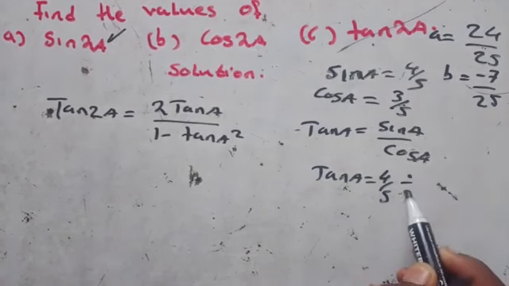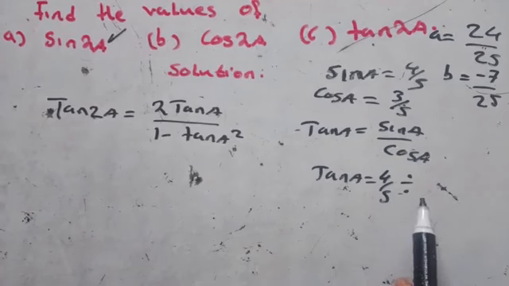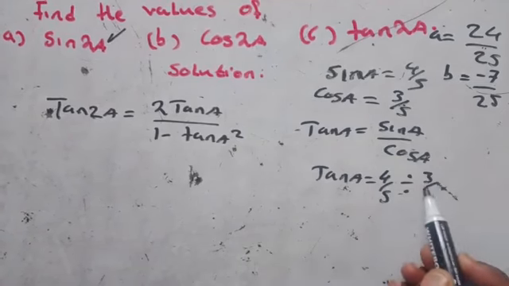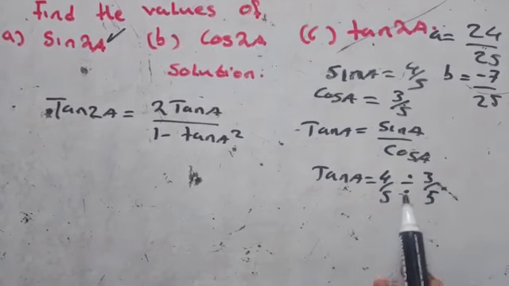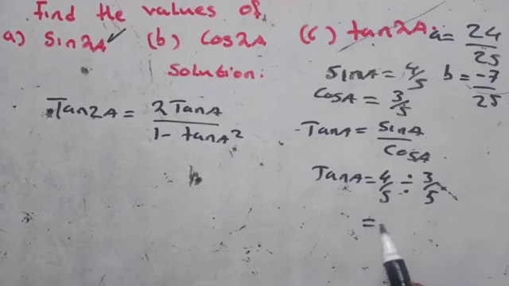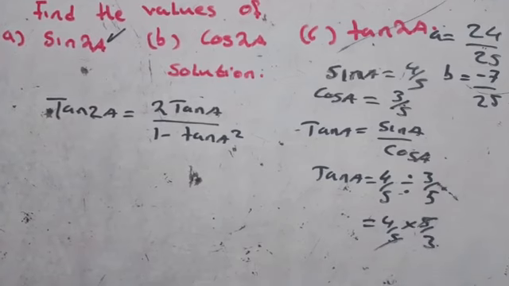Divided by our cos a, which is 3 over 5. So when you divide, the division sign changes to multiplication, and the numerator and denominator swap. So we're going to have 4 over 5 times 5 over 3, which this and this will cancel, and so we're going to have 4 over 3. So this is tan a, which is 4 over 3.